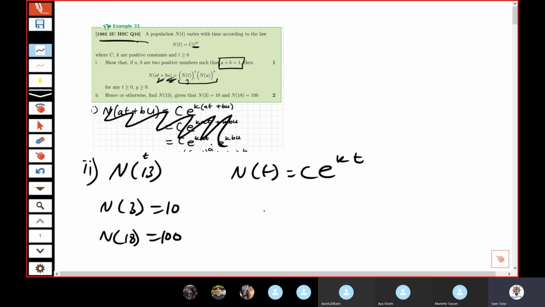All right, let's do this. N of t equals C e to the power of kt. We want to find n of 13 eventually. You know that n of 3 is equal to 10. So what are you going to write? Any ideas? Well, you know n of 3 is equal to 10, so what does that mean to you? What does t equal? T equals 3. Yep.